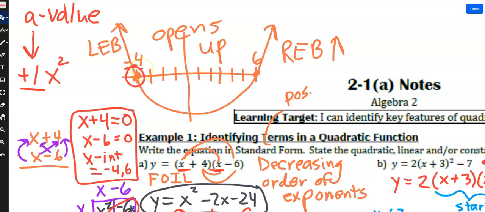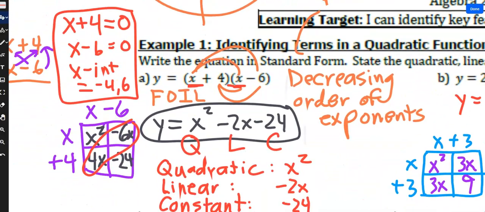So as you can see in my picture, I put a dot on -4, a dot on 6. And basically, I was just trying to say, hey, when I look at this form of the equation, I know some basic things like where it crosses the x-axis, and I know that the parabola opens upwards.